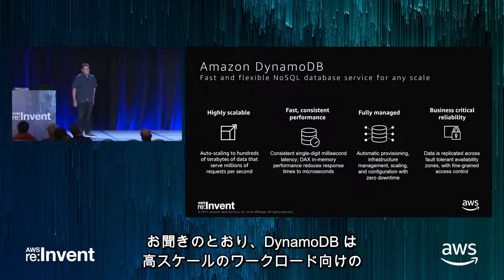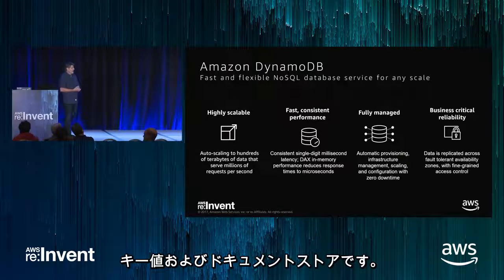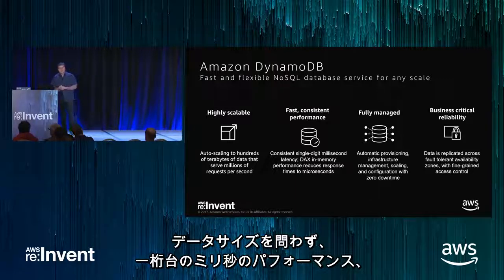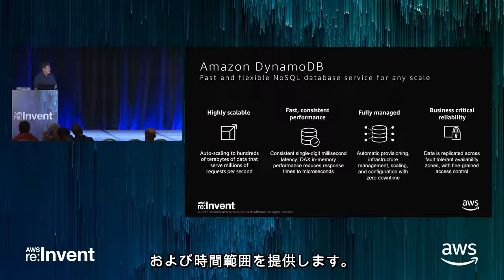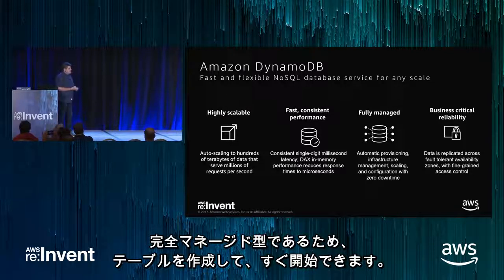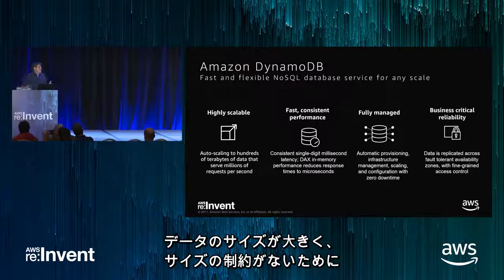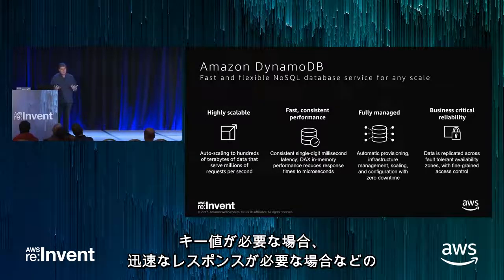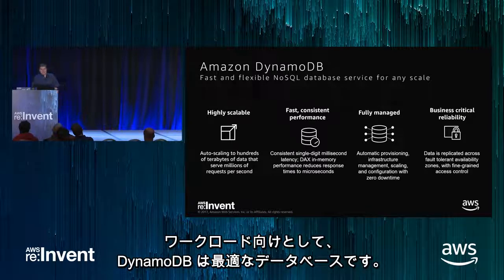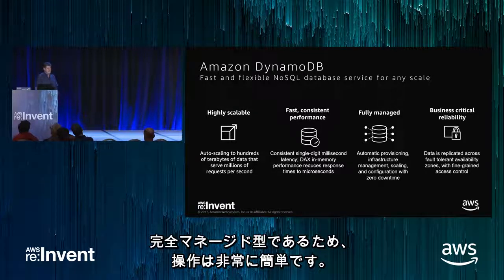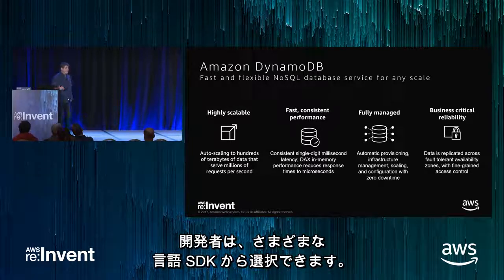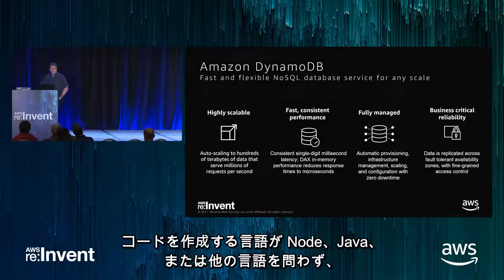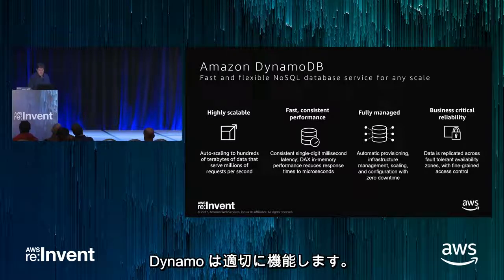As you heard, DynamoDB is our key value and document store for high-scale workloads. It gives you performance in a single-millisecond response time range, regardless of your data size. It's fully managed, so you just create a table and you go. When you have large data sizes with unbounded size, you don't know what it's going to get to, and you need key value and fast response, DynamoDB is really a great choice of a database for those workloads. And the fact that it's fully managed makes it really easy. And developers have an array of language SDKs to choose from. So if you're writing in Node or Java or whatever language you choose, Dynamo works pretty well for you.